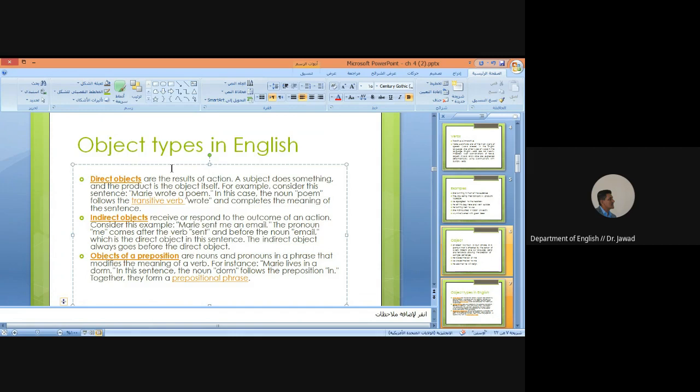And of course, we can reverse the order by using a preposition. We can say, Mary sent an email to me. To me. We have objects of a preposition. And here we have nouns or pronouns that occur after a given preposition. Sometimes they are called complement of a preposition.